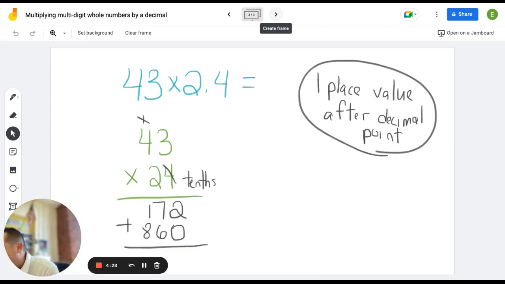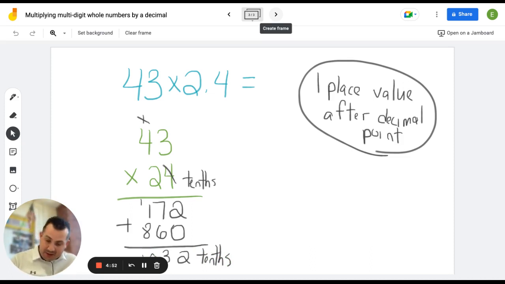Now I'm going to add. 2 and nothing is 2. 7 and 6 is 13. 1 and 1 is 2. 2 and 8 is 10. So I have 1,032, and it's really 1,032 tenths.